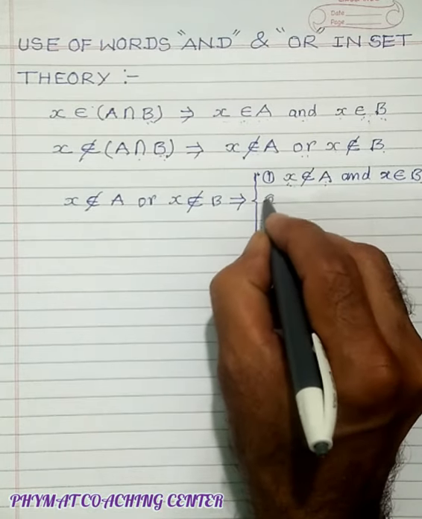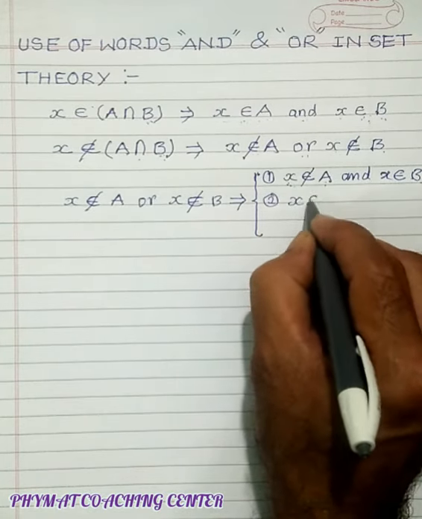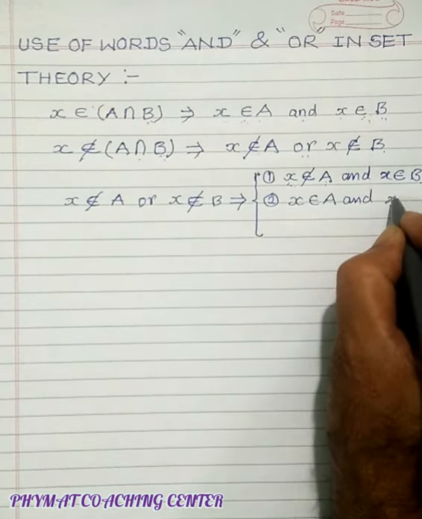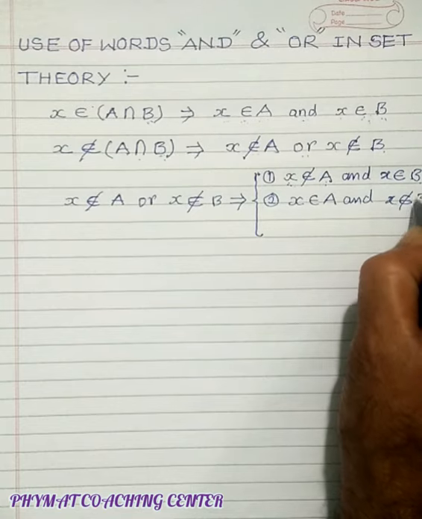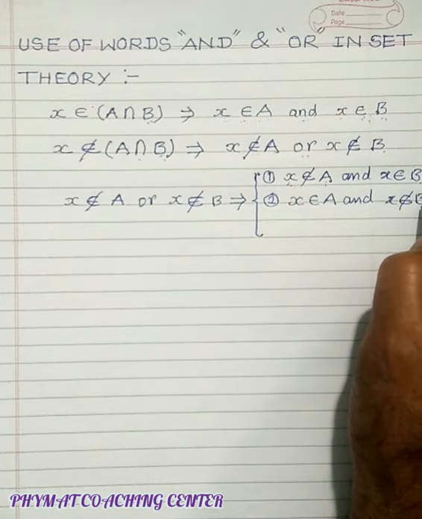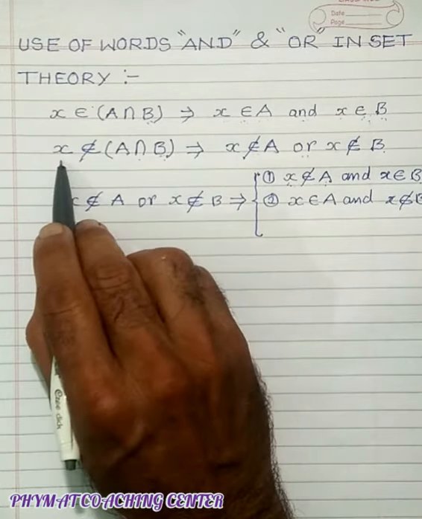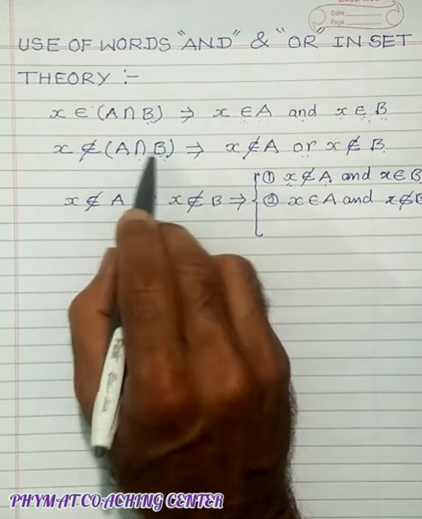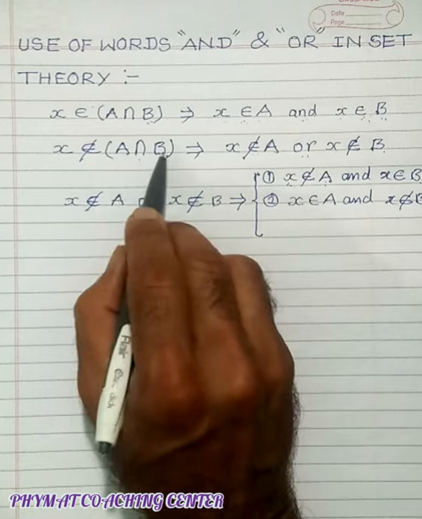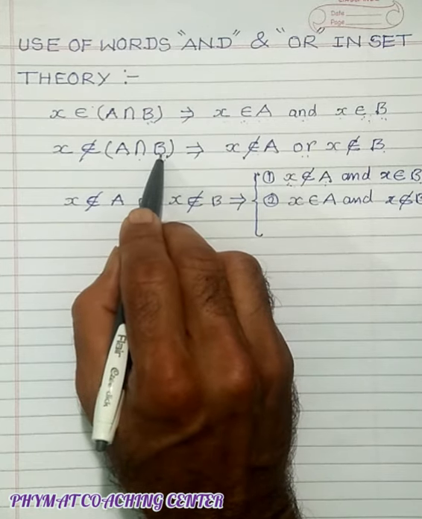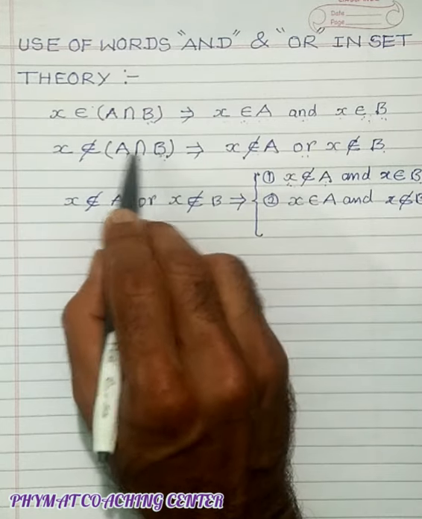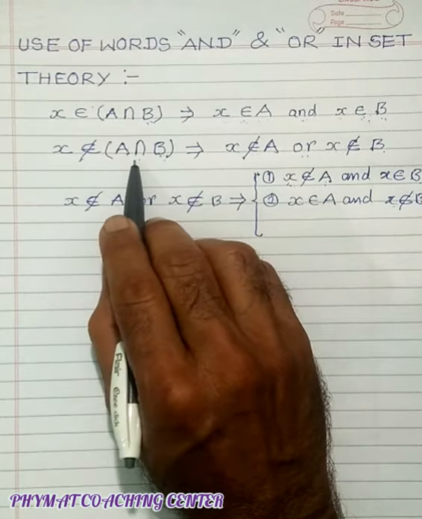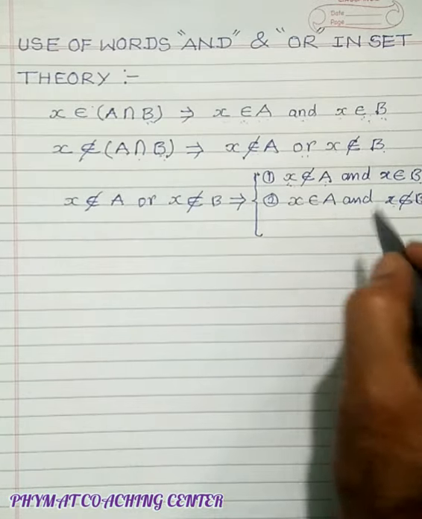Second possibility is x is a member of A, but it is not a member of B. Then again, since it is not a member of B, it cannot be a member of A intersection B, because of the same reason: the set A intersection B is the set of those elements of A and B which are common in both, but here x is not an element of B, therefore it cannot be a member of A intersection B.